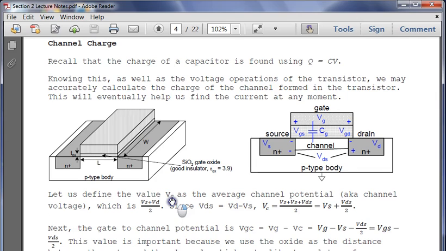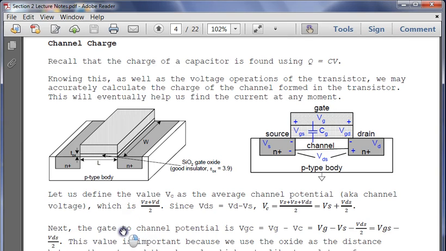And since we also know that dV is equal to VD minus VS, we can define the channel voltage further as VS plus VDS, because we've now inserted a negative sign. And this becomes VS, the voltage at the source, plus VDS over 2. Does that make sense? So now we're going to figure out all these voltages at the gate.